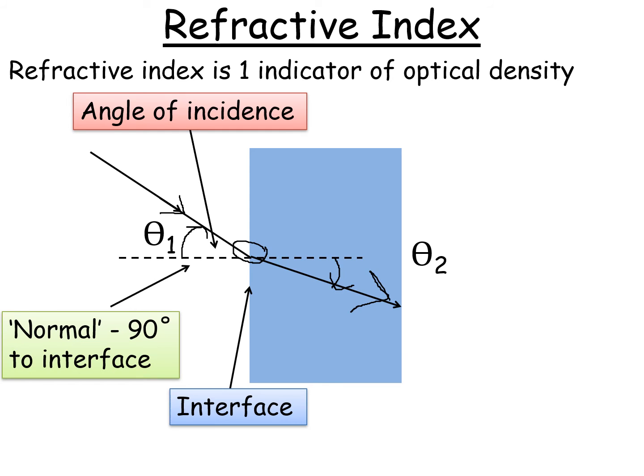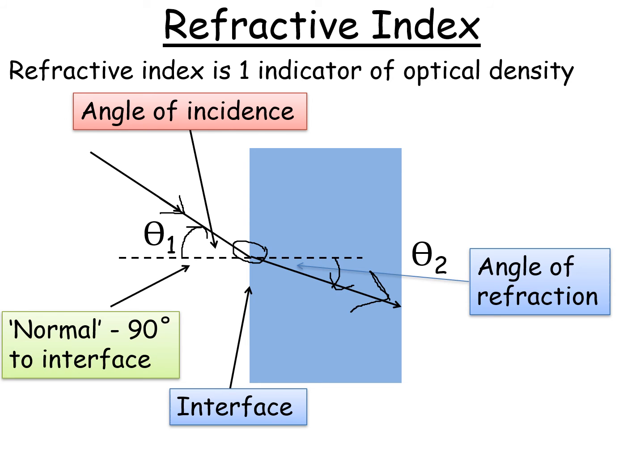We call θ1 the angle of incidence because an incident is where something happens. So that's where the light hits the interface. So that's where something happens. And the angle which comes out the other side is called the angle of refraction.